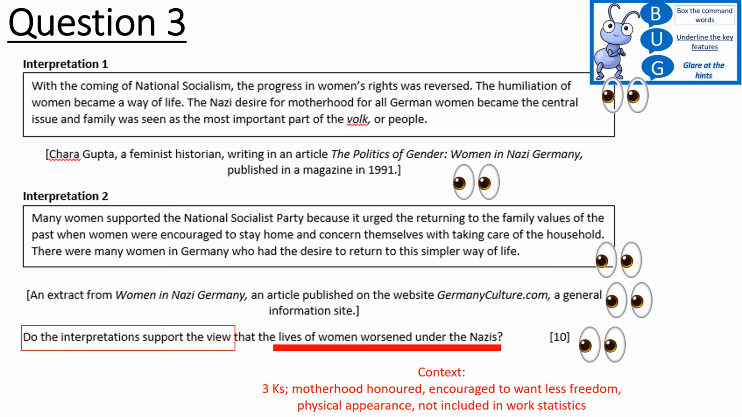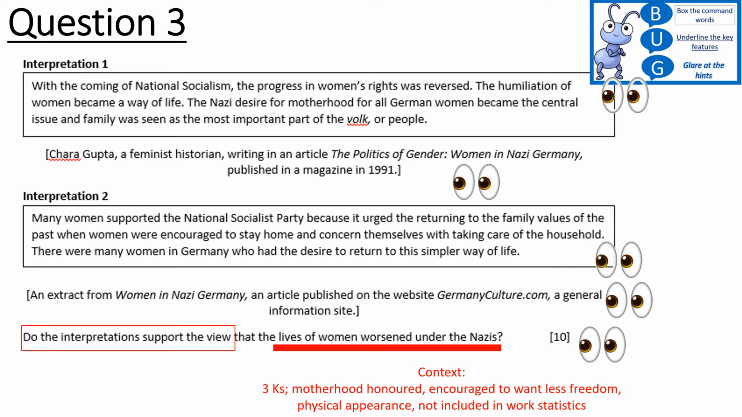You could talk about the 3 Ks. You could talk about motherhood being honoured. You guys know that they got medals depending on how many children they gave birth to. They're encouraged to want less freedom. So when you're talking about the lives of women worsened, you need to think about they were actually encouraged to want a worse life because they're judging it by our expectations.